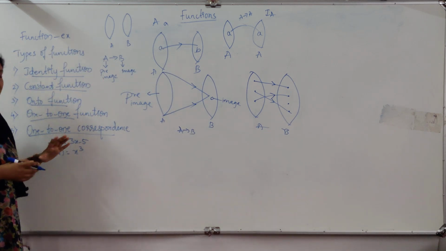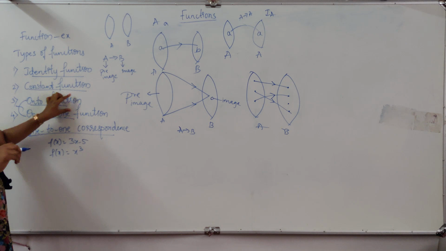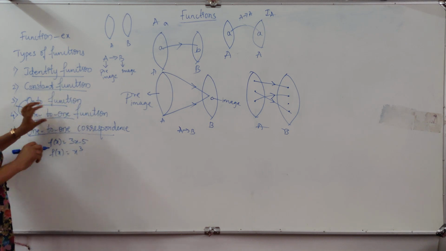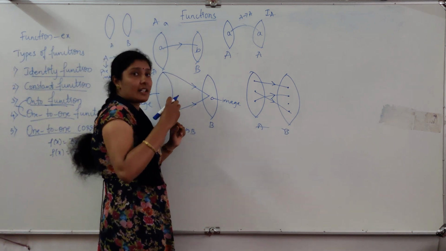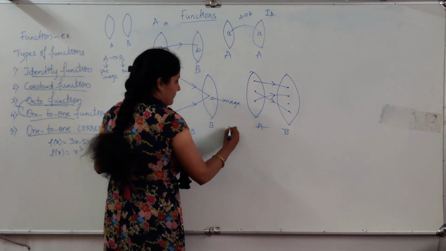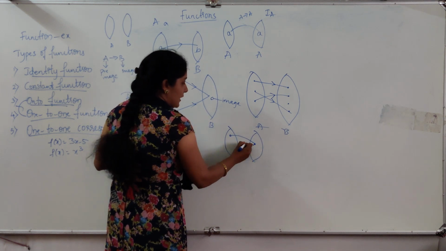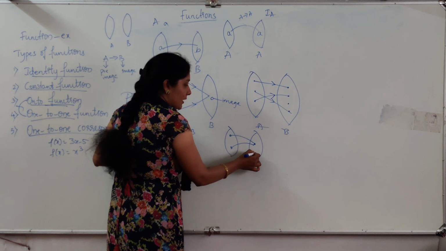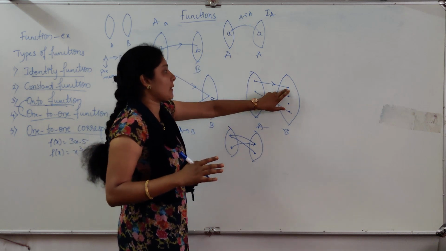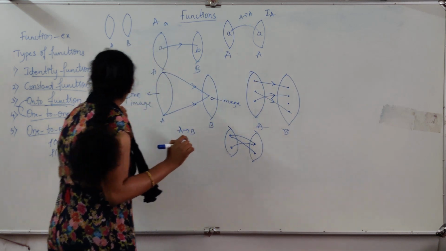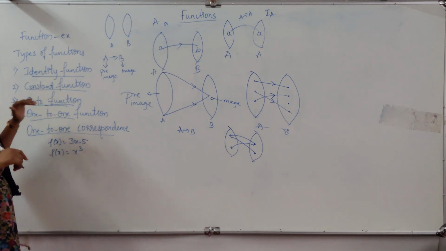One to one correspondence is nothing but a combination of two, that is onto function and one to one function. Whereas in onto, we don't have a particular dedicated relation. This can be the image of this element as well as this element, and this can be the image of this element. This is nothing but onto. Whereas one to one means particular image and particular pre-image. One to one correspondence is nothing but the combination of onto function and one to one function.